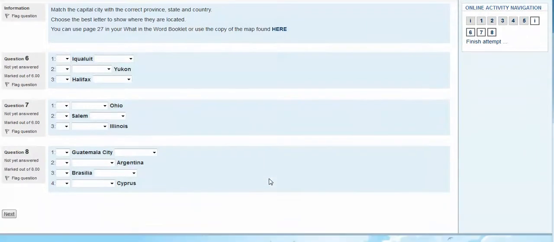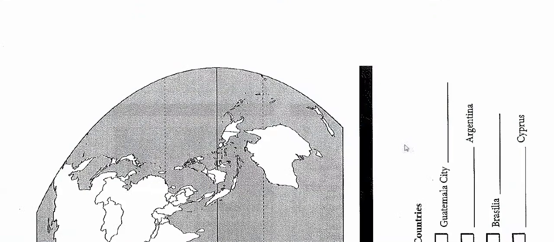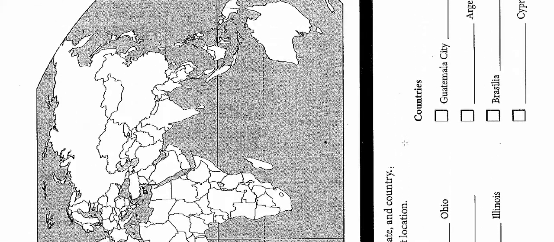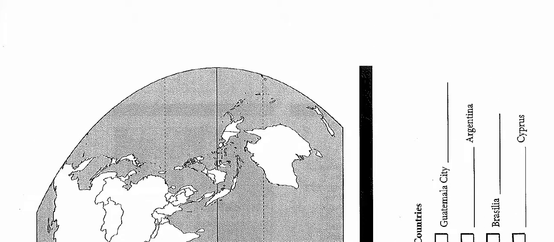At this point, I get another information section, and it says match the capital city with the correct province, state, and country, and choose the best letter to show where they're located. You can use page 27 of your What in the World booklet, or here is a copy for you to see. And here is the map that was in the What in the World booklet.